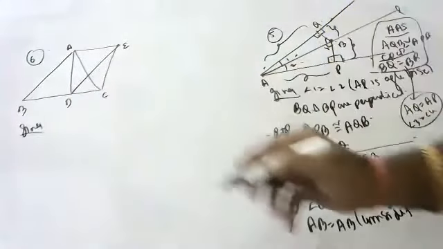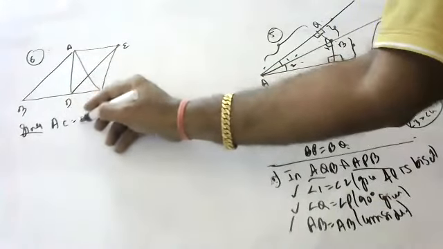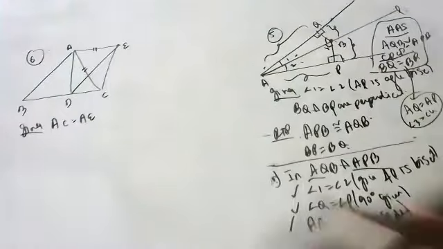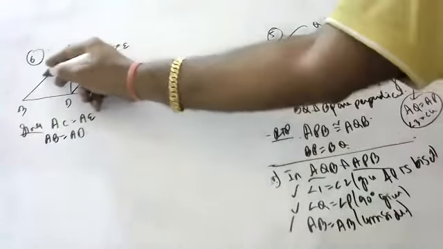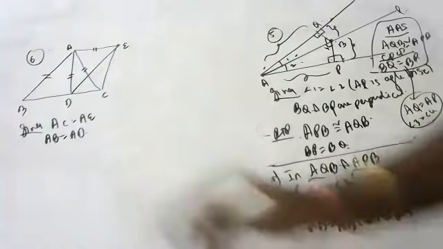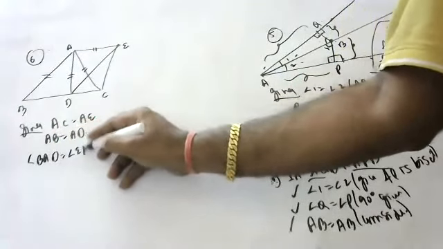Here they said that AC is equal to AE. This and this are equal. And they also said that AB is equal to AD. AB is equal to AD. This and this are equal, children. Okay, so prove that angle BAD is equal to angle EAC.